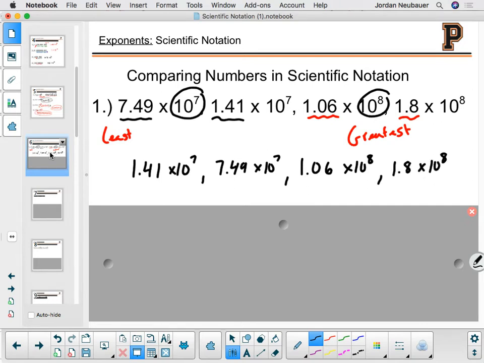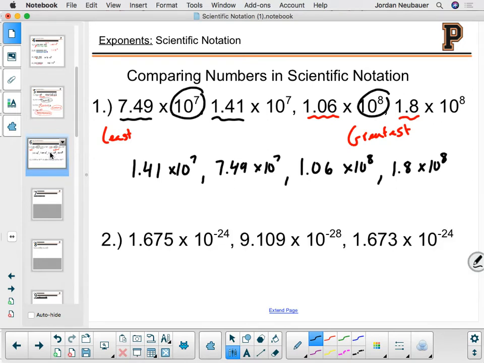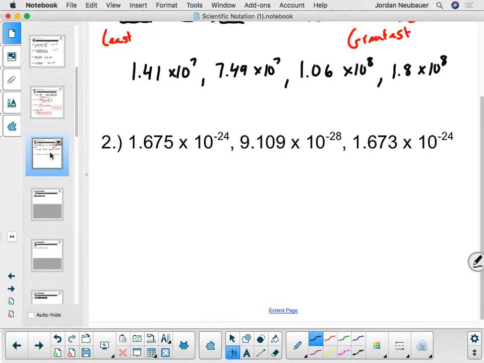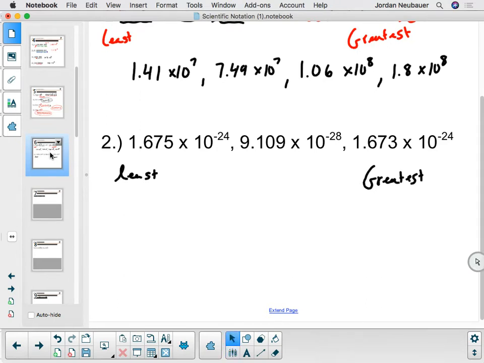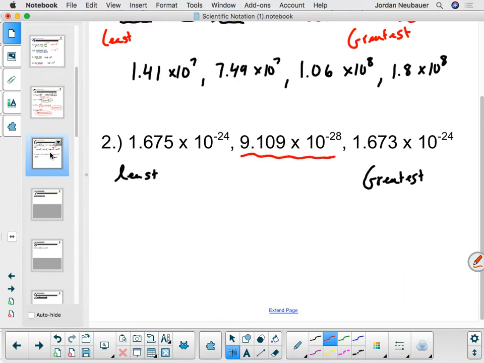All right, so you can really quickly order numbers that are written in scientific notation just by looking at the exponents first and then your base number second. All right, here are a bunch of negative exponents. So again, if we're trying to go from least to greatest, now here we're looking for the smallest exponent, which is actually negative 28, right? This is a smaller exponent, negative 28 than negative 24. So we're going to start there.